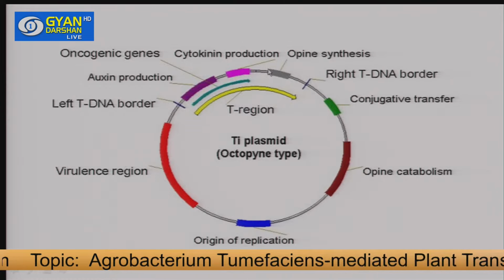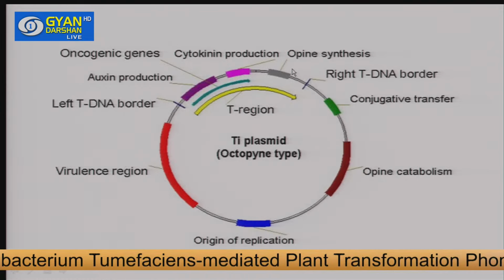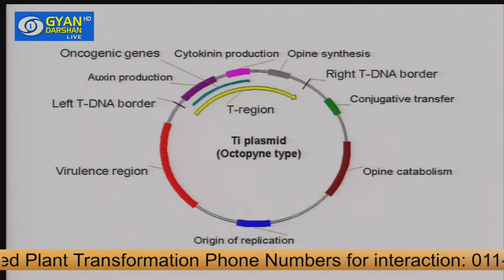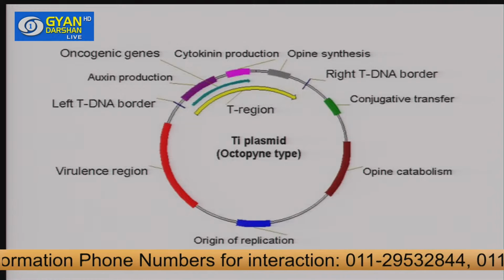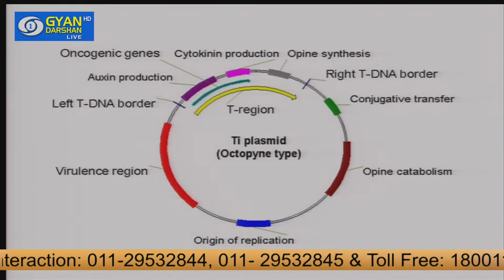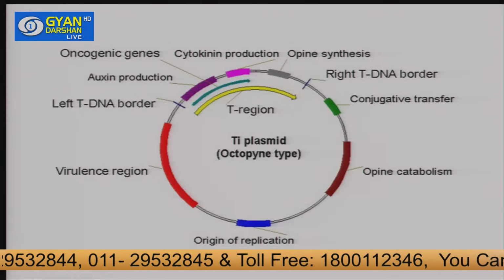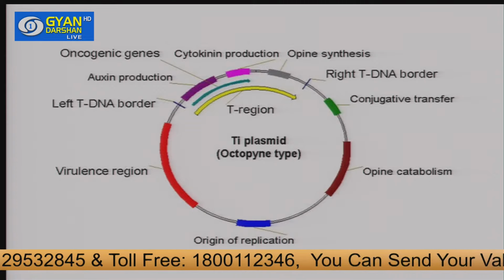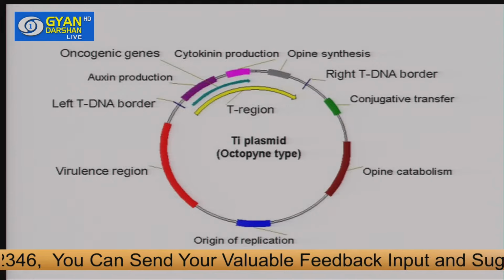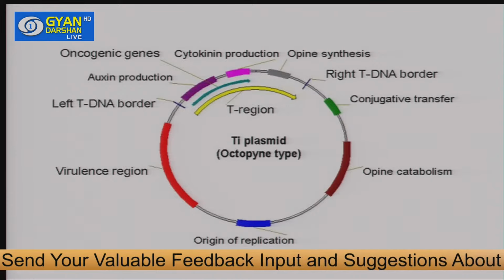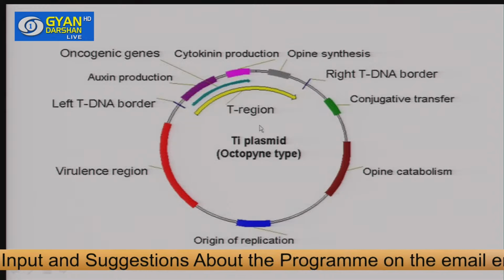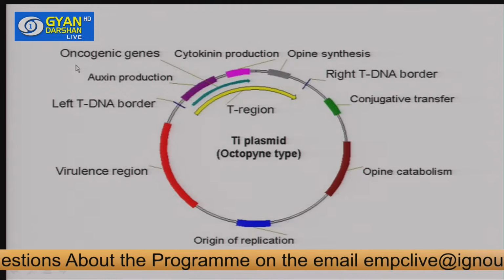In addition, you have a certain component called opines. I will come to that. The opines are actually synthesized not by the bacteria, but by the infected plant cells, which enable the bacteria to grow. That means these opines serve as carbon and nitrogen sources for the Agrobacterium tumefaciens cells to grow. And these opines are not synthesized by Agrobacterium, rather they are synthesized by the infected plant cells for the bacterium. So the opine synthesis genes are present actually in the tDNA region.